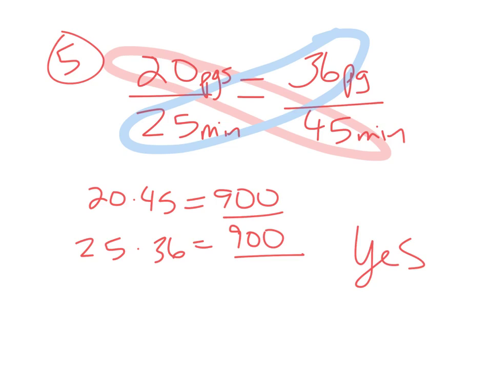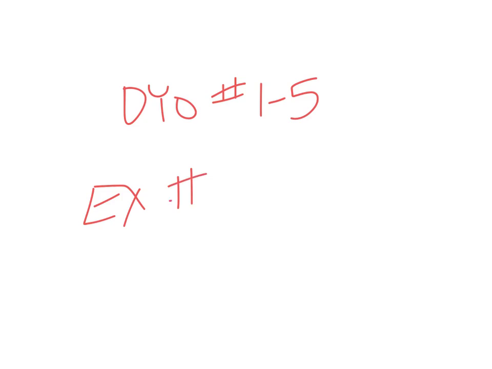Okay, there's the on your own finished. This is OYO 1 through 5. You can turn that in or you can add to it the exercises, whichever you prefer. You're doing 5 through 27.